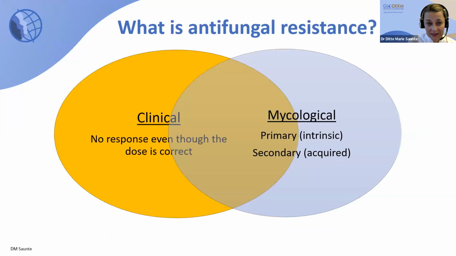So, what is antifungal resistance? Well, we have clinical antifungal resistance, where there is no response even though the dose is correct. And then we have mycological resistance, where there might be a primary resistance, for instance what we see in Candida glabrata, which is not susceptible to fluconazole. And then we have a secondary acquired resistance in patients who have been challenged with antifungals before.